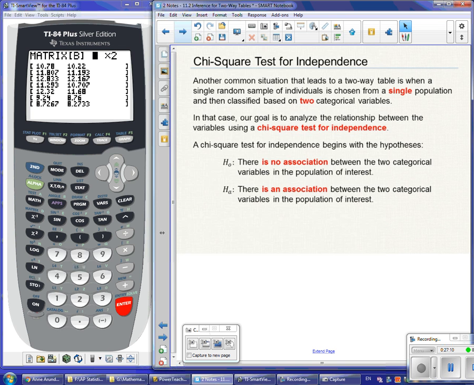And so the way that really plays out in our test is how we set up our hypotheses. If I'm doing a test for independence, my null hypothesis would be there is no association between the two categorical variables in the population of interest. Another way would be to say the two variables are independent. Right? Because if there's no association, that means the two variables would be independent. The alternative would be to say that there is an association between the two variables, or to say that they are not independent.